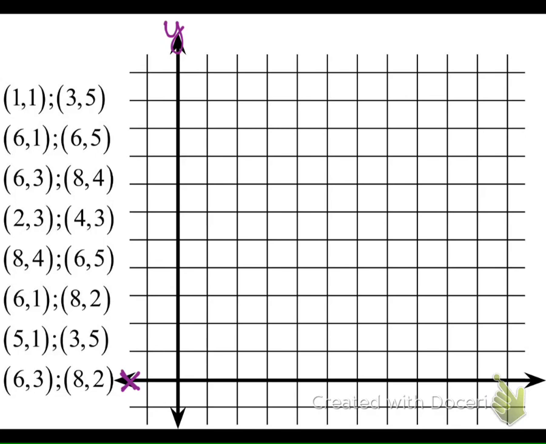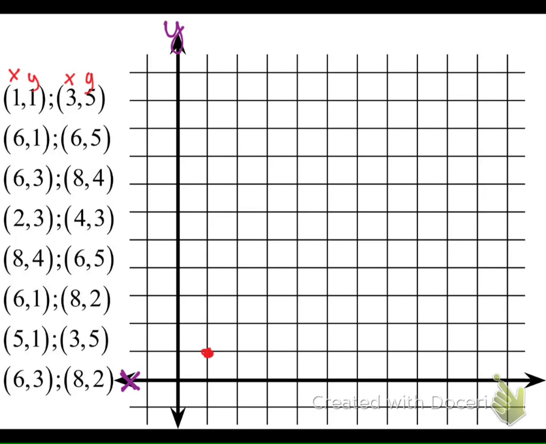That's my origin. So we are going to start by plotting the first ordered pair, which is (1, 1). So we do our x and our y. Each ordered pair is always x, then y. So I'm going to plot (1, 1). I come to my origin. My x is 1, my y is 1. So I go over 1, up 1. So I plot that point. Over 1, up 1 for (1, 1). Okay?